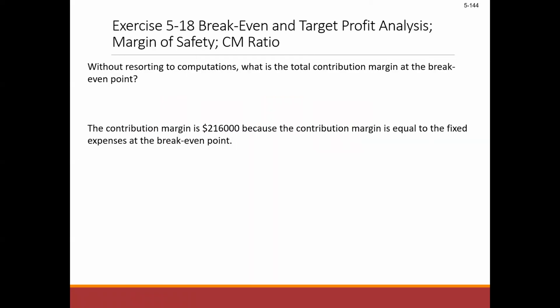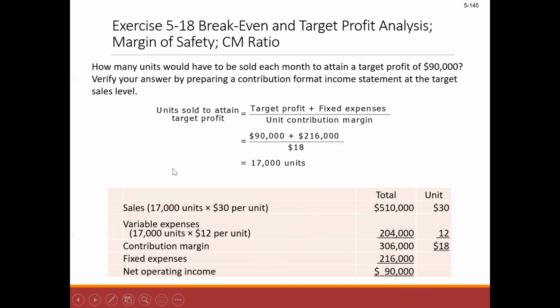Without resorting to computations, what's the total contribution margin at the break-even point? 216,000. The contribution margin is equal to the fixed expenses at the break-even point. Sales minus variable gives us our contribution margin. How many units would have to be sold each month to attain a target profit of 90,000? We're going to take our profit plus our fixed, divide that by our contribution margin to come up with 17,000 units. Makes sense?